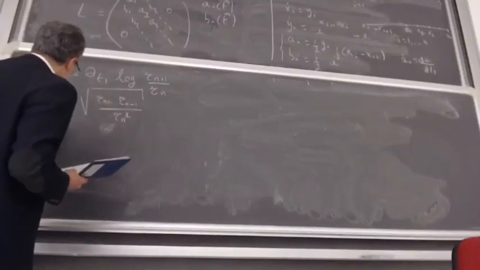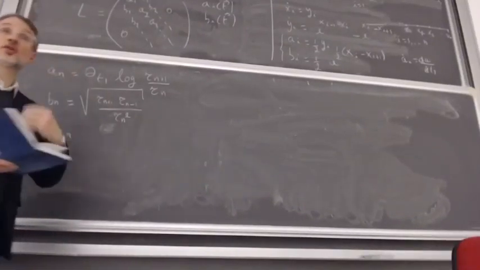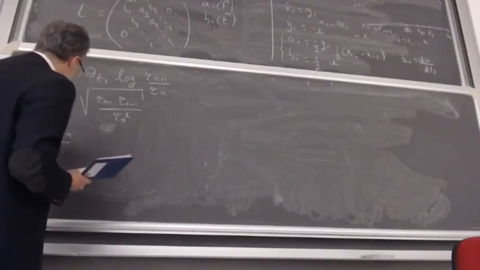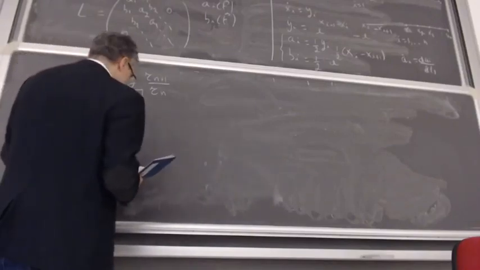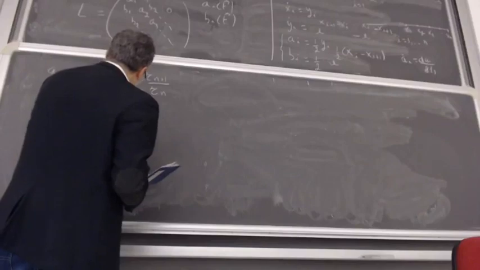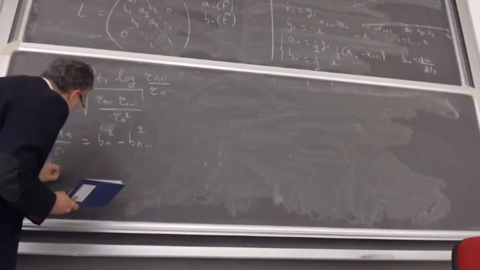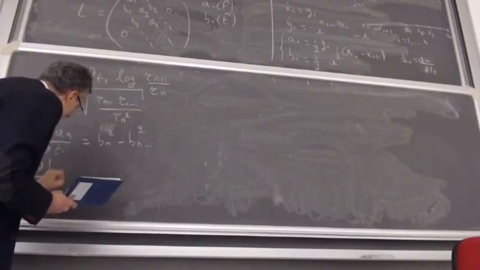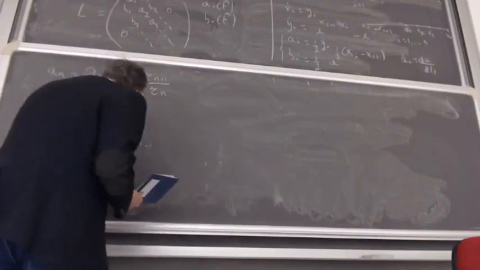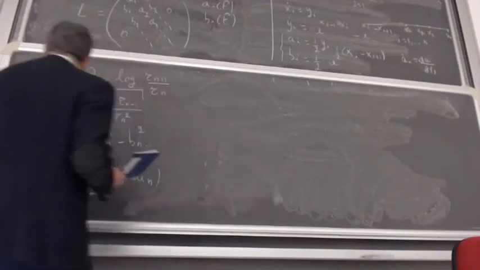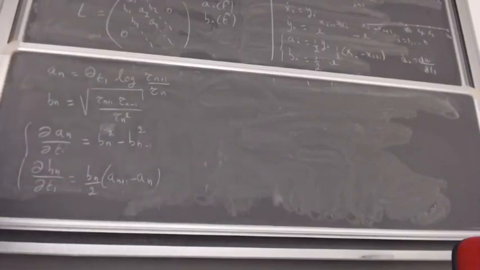In terms of the variables a_n and b_n, we have the derivative of a_n with respect to T1 equal to b_n squared minus b_{n-1} squared, and the derivative of b_n with respect to T1 equal to b_n divided by 2 times (a_{n+1} minus a_n). Okay, so this is, for example, the first equation.